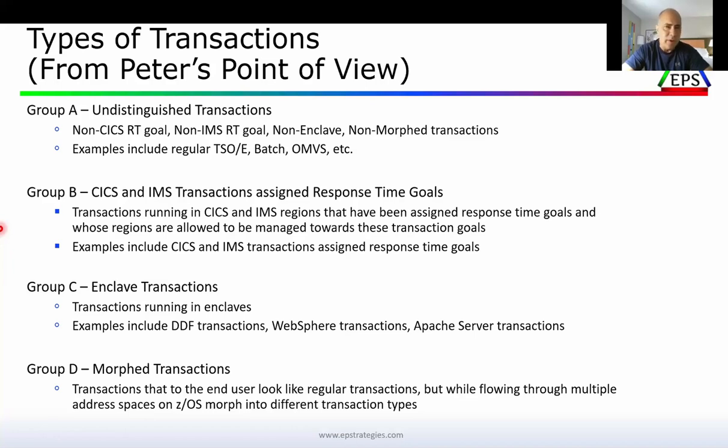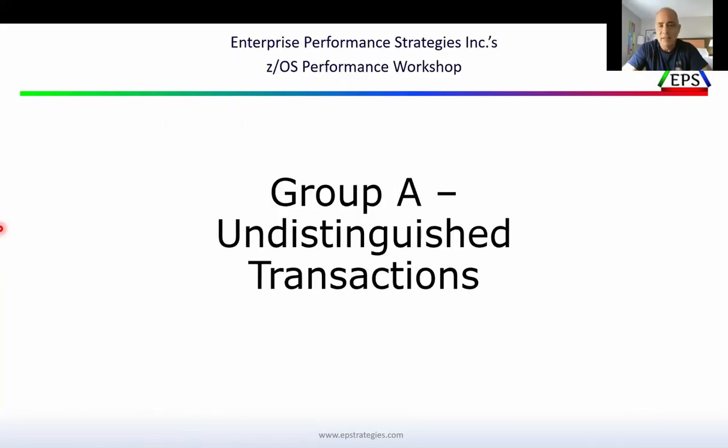And Group D is sort of a weird category, but it's probably very popular for most of you. It's what I call morphed transactions. A morphed transaction is one that starts out as one type of transaction and then becomes another type of transaction, and maybe even becomes another transaction. So the example might be, I have a CICS transaction that becomes a DDF transaction that becomes another CICS transaction, or whatever. That's what we're talking about here. So let's get into this.